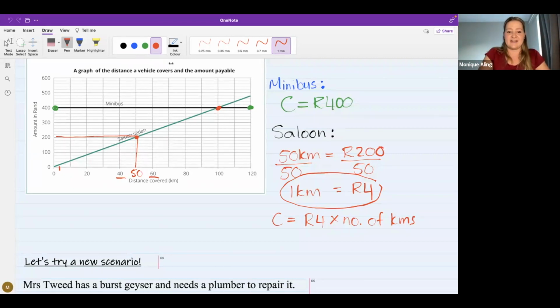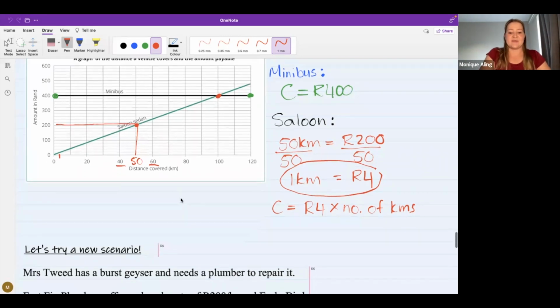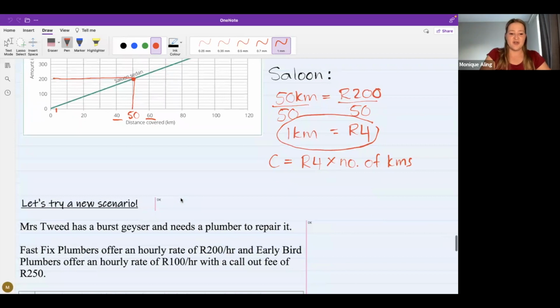Great, guys. Okay, so the main thing here was to just clarify that you can make formulas based on looking at a graph and all the information given there. Okay, awesome. So let's try a new scenario now.